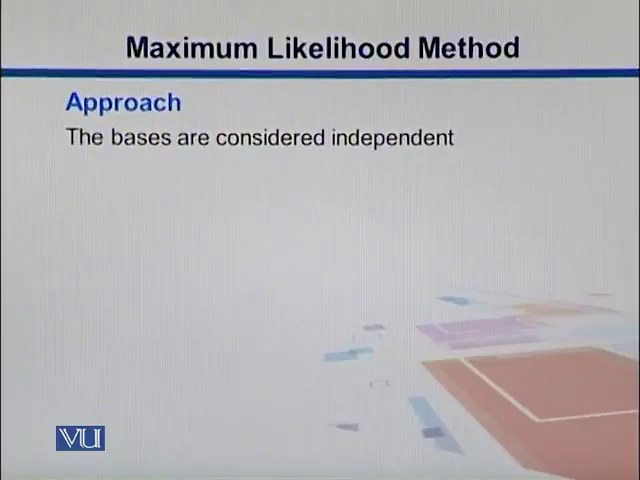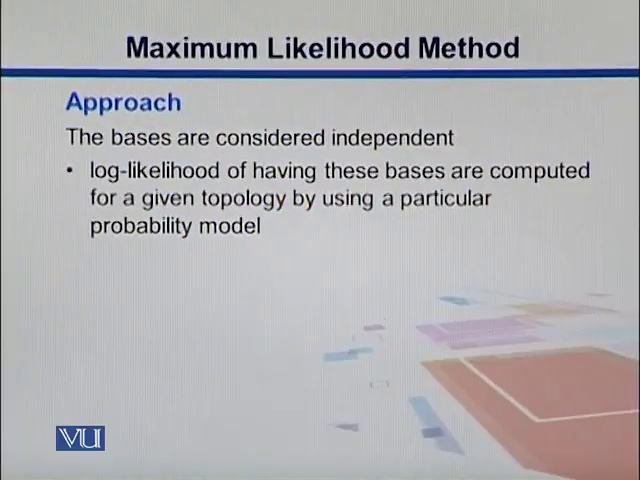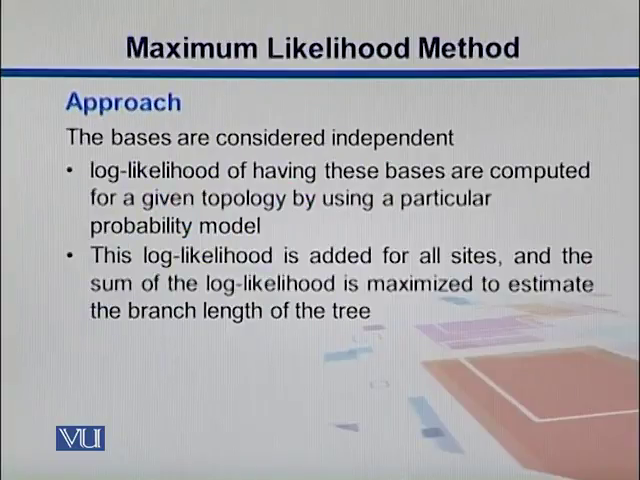The bases are considered independent, and the log likelihood of having these bases is computed for a given topology by using a particular probability model. This log likelihood is added for all sites, and the sum of the log likelihoods is maximized to estimate the branch lengths of the tree. Remember, we are playing with small numbers, so when we talk about probabilities, our numbers are really small, and when we multiply them, the products become further small. That's why we take log values, and then we add up those values.